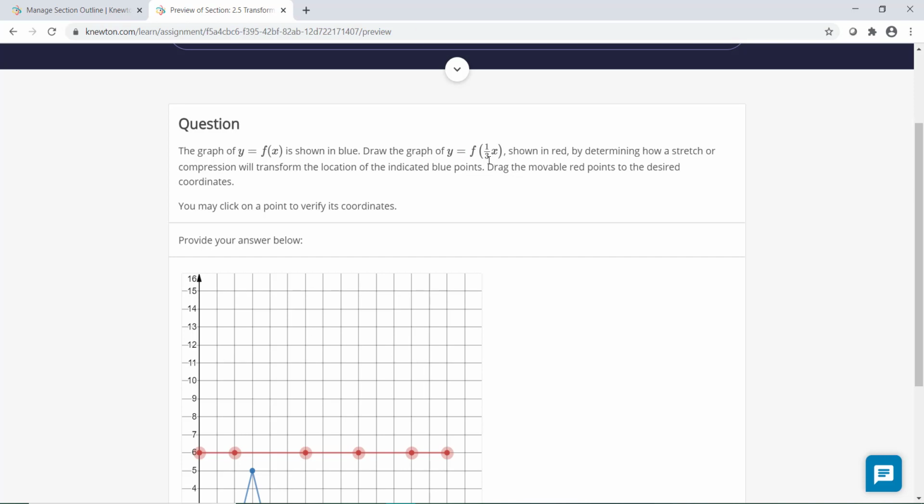First of all, our 1/3 is inside our parentheses, inside of our parent function, even though we don't know what the parent function actually is. I just know it's inside the parent function, and that value is between 0 and 1. So I'm going to be doing a horizontal stretch, and I'm going to be stretching by the reciprocal of 1/3, which is 3.